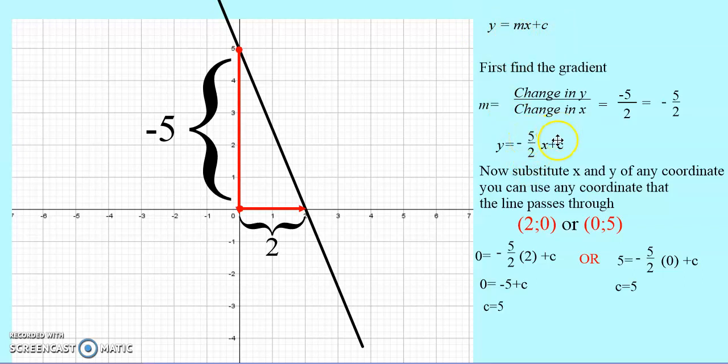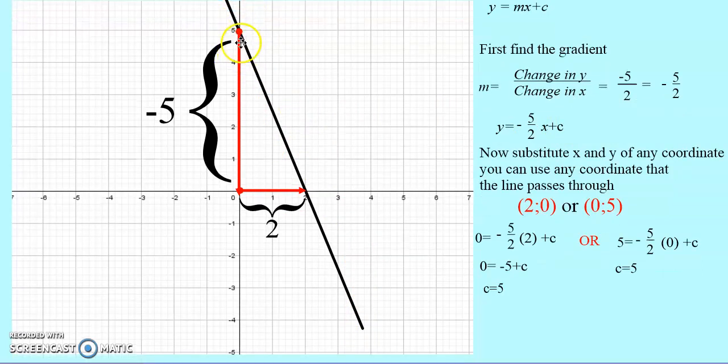Now I still need my c value. If I have the line given, I can see my c value is where it cuts the y-axis. My c value is 5. I can substitute it in there.